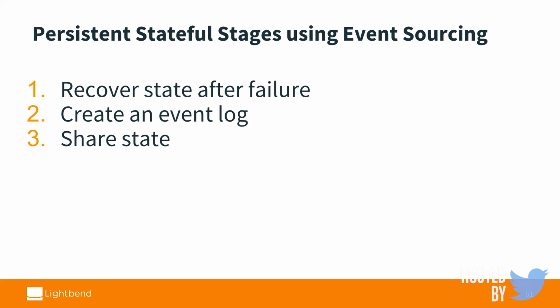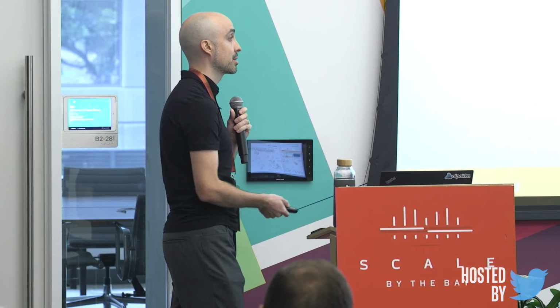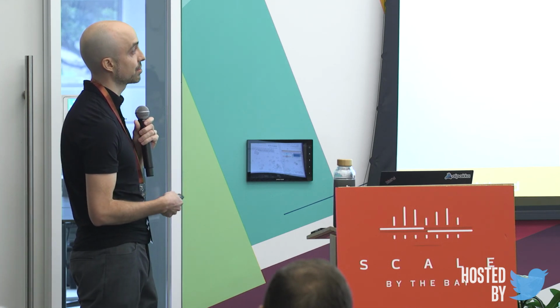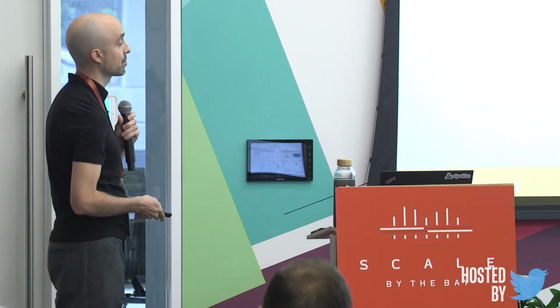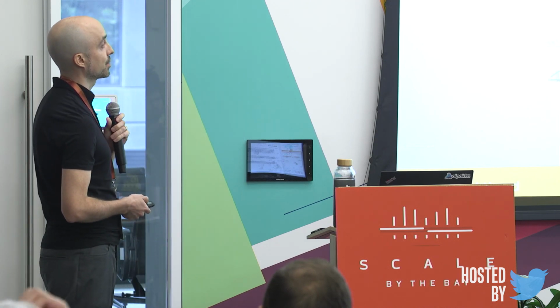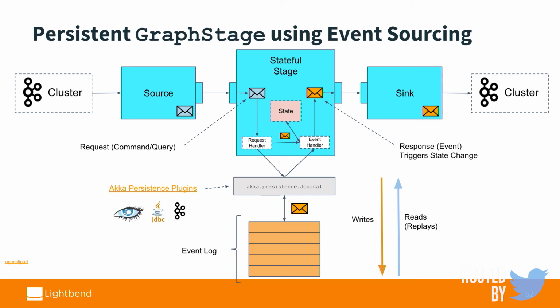Persistent stateful stages are really useful to recover state after failure, create an event log for auditing purposes, or to share state, probably more importantly. So this is a big part of CQRS, and event sourcing is a subpattern of that. If you have a lot of writes and you want to share that stateful information that those writes are creating in an efficient way, then you'll use this pattern, event sourcing, most likely. Lots of databases implement it. Kafka Streams KTables implement it.